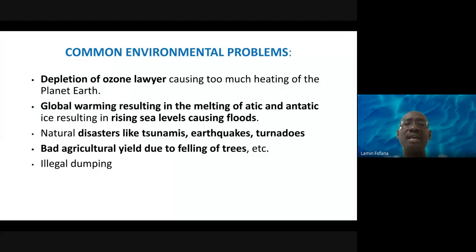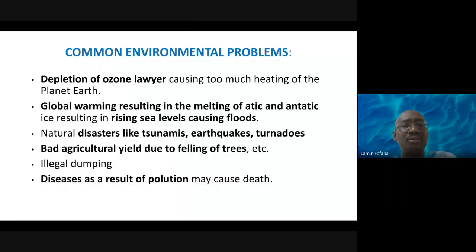Natural disasters like tsunamis, earthquakes, tornadoes, just name them. So they are happening. Thank God we are not experiencing that in this part of the world. But who knows, if we continue to do what we are doing? And of course, it results in bad agricultural yield due to felling of trees, illegal dumping, and so on and so forth. Diseases as a result of pollution may cause death and so on.